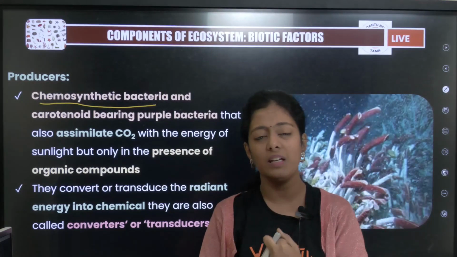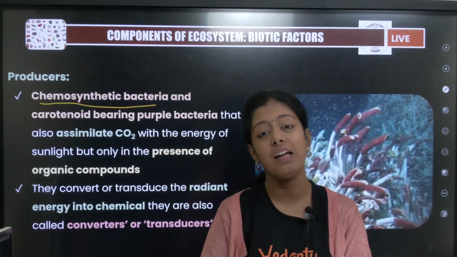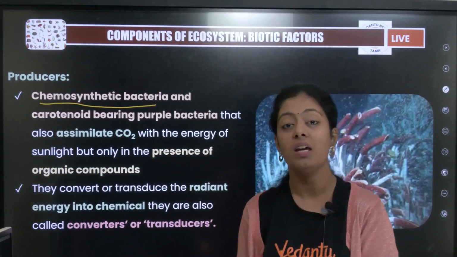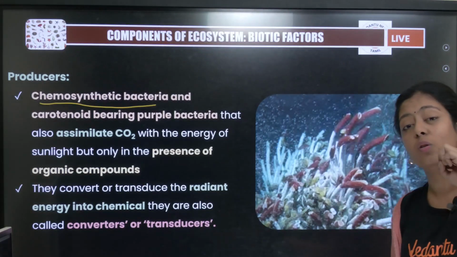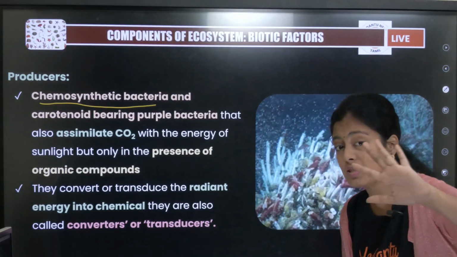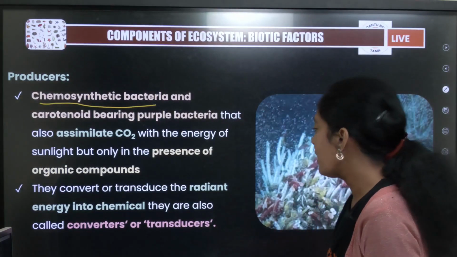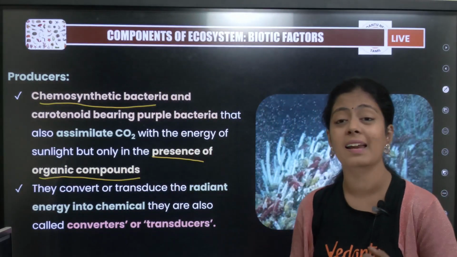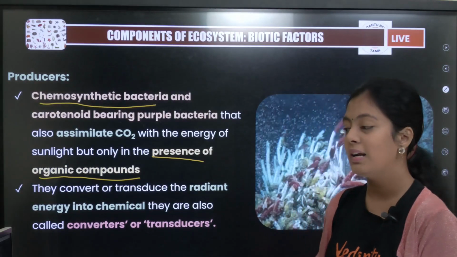So what are photosynthetic ones? They prepare food using light energy. They absorb sunlight and convert it into chemical energy. What is chemosynthetic doing? They are not going to use sunlight here, they will use chemical energy to synthesize their food. It is the presence of inorganic and organic compounds which is used, like your green sulfur bacteria, purple sulfur bacteria.